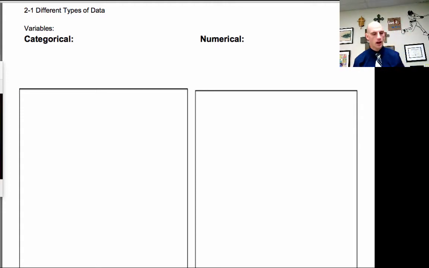So the first thing that we need to understand is in problems and statistics, there's things called variables, things that change, things that can vary, and there's types of variables. The first one that we're going to talk about is categorical. The best way that I can describe a categorical variable is to tell you some examples of categorical variables.